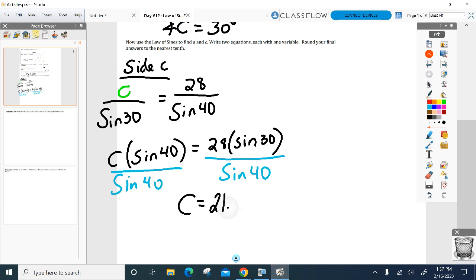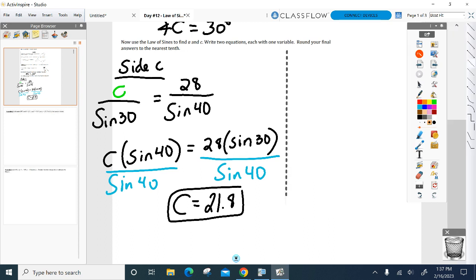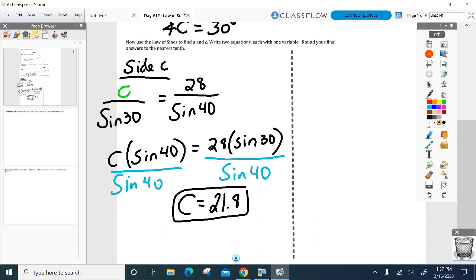21.8 looks good to me. Side C has a length of 21.8. Yep. And then we go to side A.